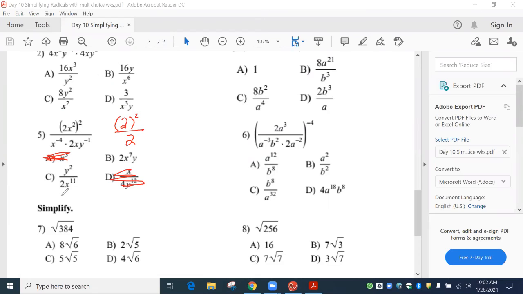This has a 2, but it's on the bottom. Our 2 didn't have a fraction. So if it didn't have a fraction, it has to be just a regular 2 on top. So it can't be that one. So the answer has to be B. And we got the answer just simply by plugging that in.